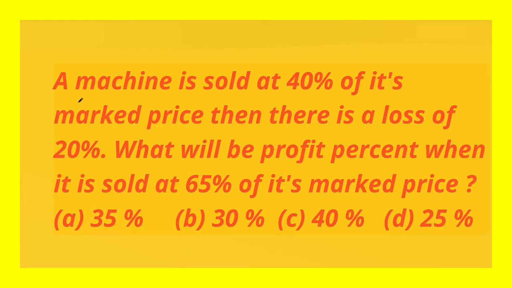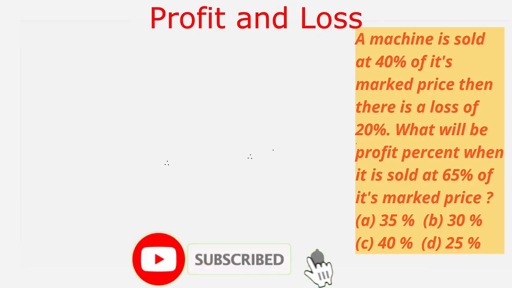Our question is, a machine is sold at 40% of its marked price. Then there is a loss of 20%. What will be profit percent when it is sold at 65% of its marked price? The given options are option A 35%, option B 30%, option C 40%, option D 25%. We solve the question like this.